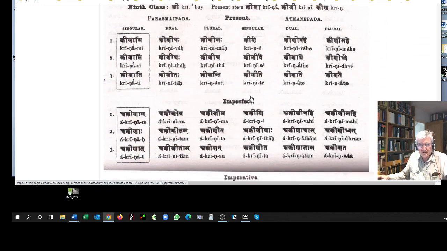Okay, and the 9th class, which is the last class we'll be looking at now, because we've already done number 10, the chur class, churayati. This is the kri class, kri, to buy, and this is the kri adi gana, which becomes the kriyadi gana.